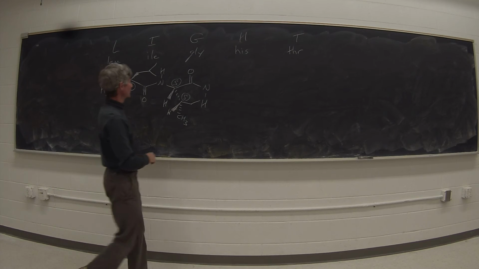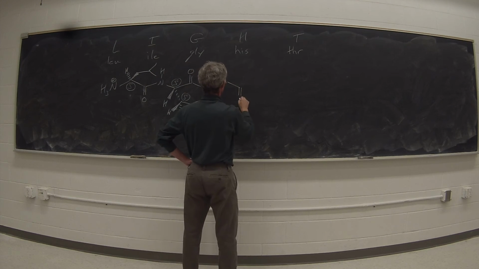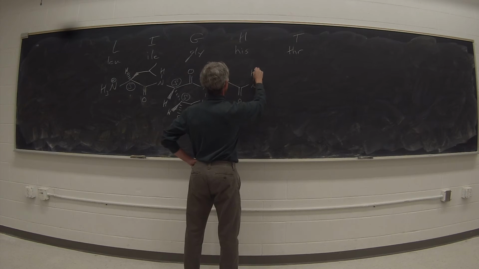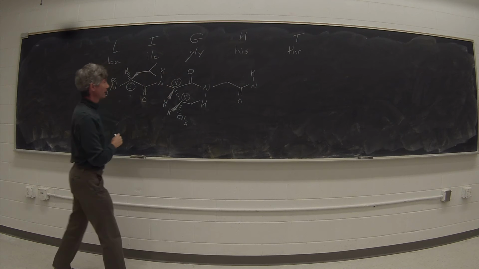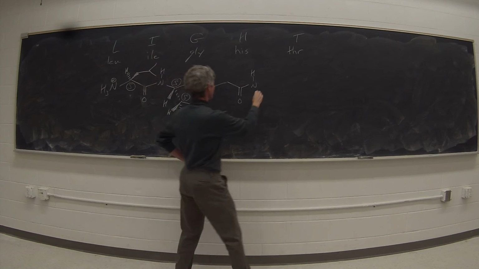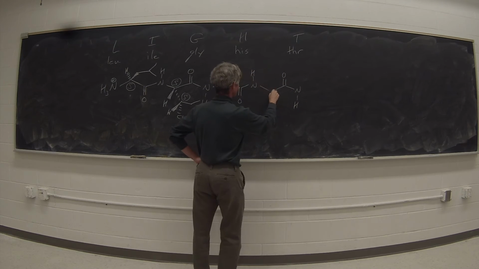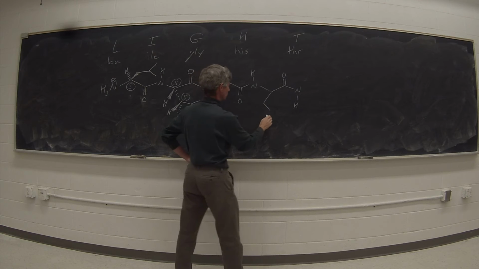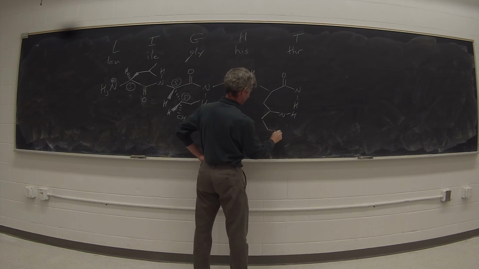So there's the isoleucine side chain. Glycine is easy. It's just a CH2. So we don't even need to draw anything on there. So now we've got our next peptide. Now we're coming down. And we have our histidine here, CH2, and then attached to our 5-membered ring with a nitrogen. And that is protonated.